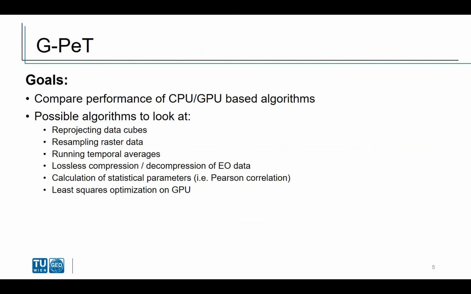Which brings me neatly along to the GPAT project. Here we want to do a comparison between our current algorithms based on CPU, and see if they're better or can be more efficiently calculated on the GPU. And there are a few algorithms we want to look at: resampling from coarse to fine to coarse resolutions, and statistical averages and things like that.